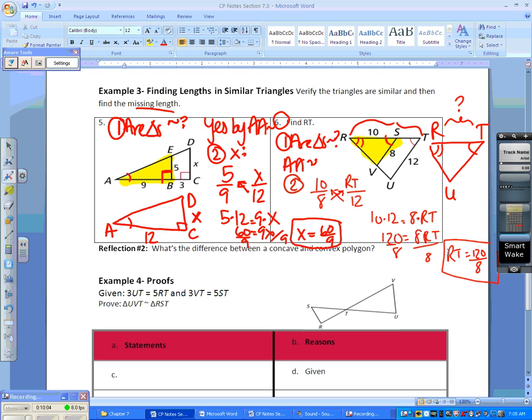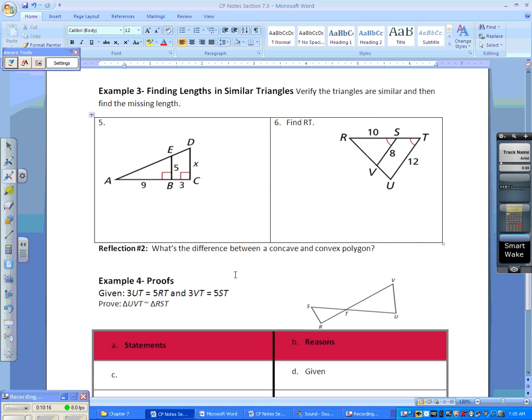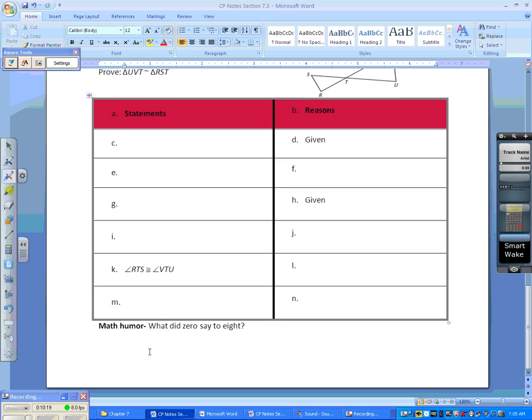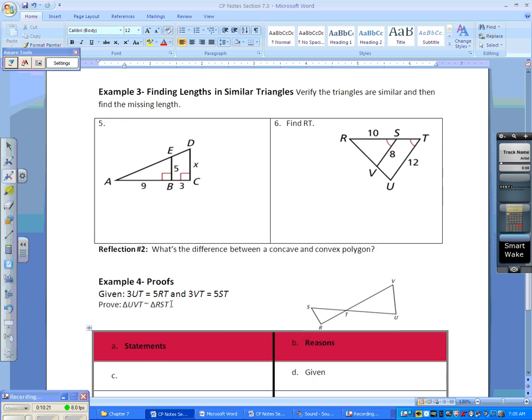That's not the hardest question I could give you. Remind me to talk about tomorrow in class how we can solve for just this part if we want to. And we're also going to do the proofs. Yay. And don't worry about reflection number 2. We haven't talked about concave and convex polygons. So it looks like, let's see, you can try the math humor and finish those other problems I asked you to do.